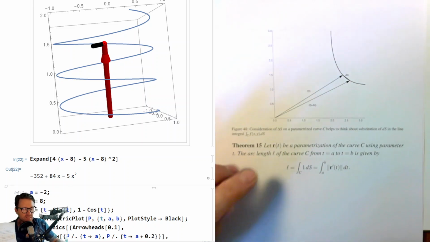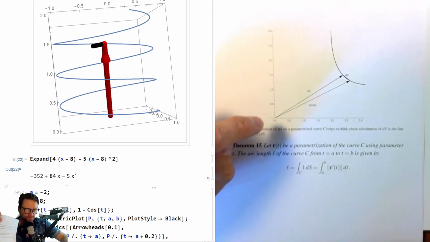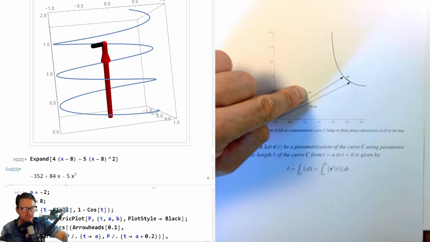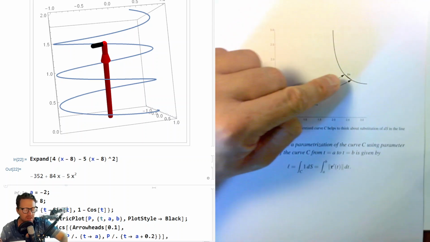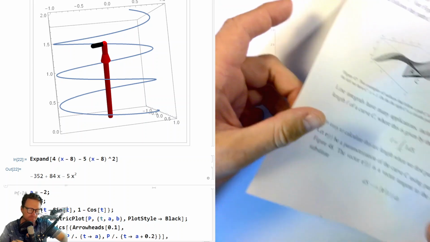Okay, there we go. So here's our curve C. Here's r of t, this vector. And here is r of t plus delta t. And then this is delta s.